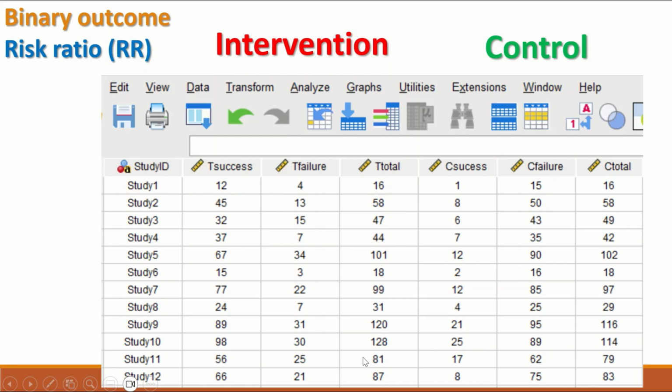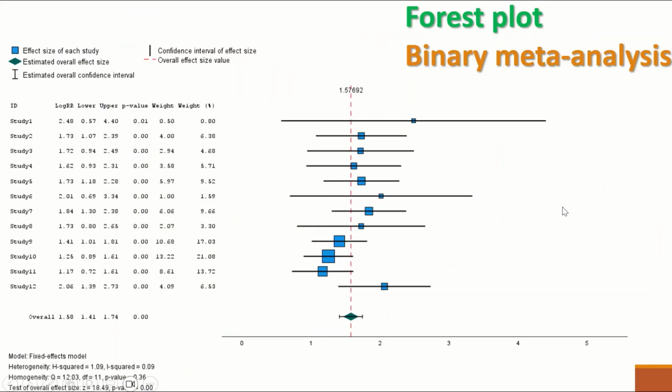The required effect size is a risk ratio when the outcome is binary, as shown here, with data from 12 studies, where each study has two groups in it, intervention and control. The events occurring are counted, events not occurring are counted, and the total number of participants is counted. And for the control, the events happening in the control are counted, not happening in the control are counted, and the total is also counted for the control. The output for the forest plot for this binary meta-analysis is generated here.